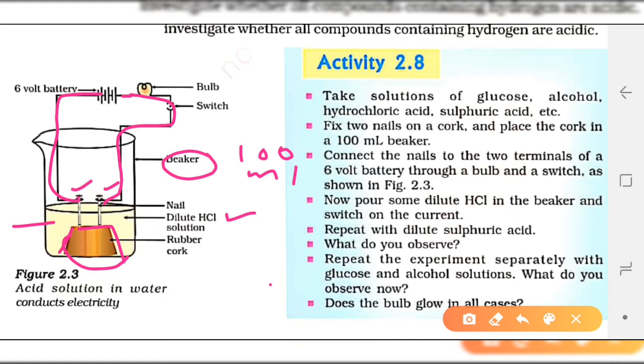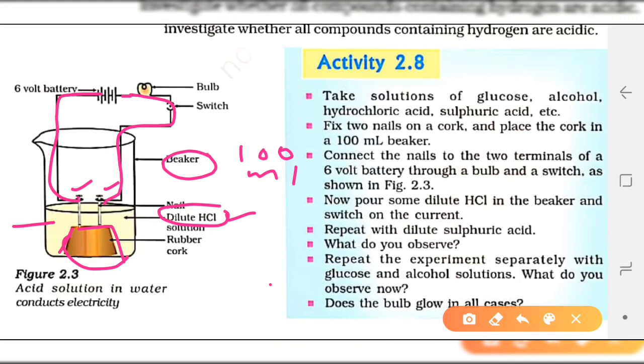So repeat with the dilute sulfuric acid. Same reaction you can repeat with the dilute sulfuric acid. Instead of hydrochloric acid, the second time you have to take dilute sulfuric acid. Then you have to observe. What do you observe? You have to start your observations.